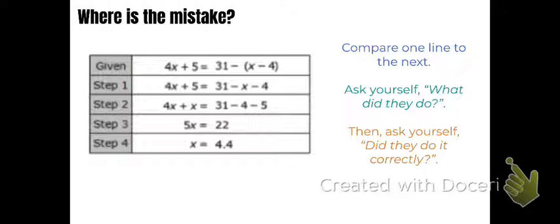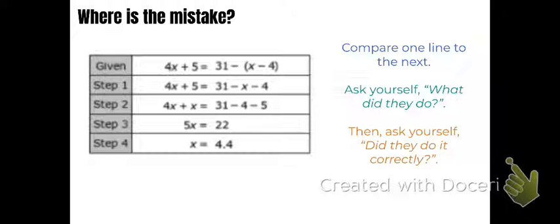On the state test, you might be presented with a question where they're giving you an equation that is solved and they're showing you each of the steps, but it's not correct. You're asked to find the mistake and then solve it correctly. So let's go over a few examples. I recommend that you follow these steps on the right. So we're just going to compare one line to the next.